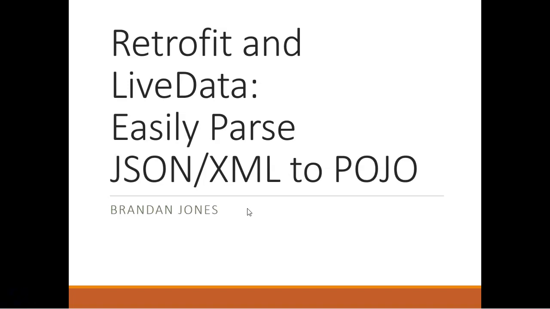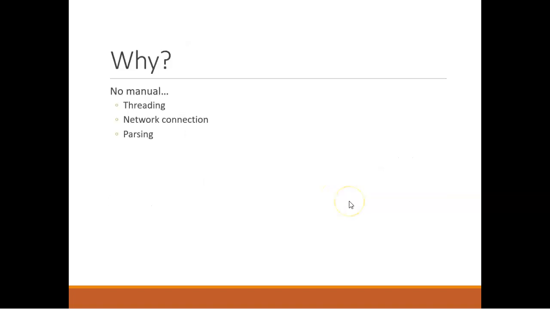In this video, we're going to see how to use Retrofit to easily parse JSON to a plain old Java object, or in this case, a Kotlin data class. Why do we use Retrofit? Well, it makes threading very easy for us, and in our case, we can use Kotlin Coroutines. It handles the network connectivity, and it handles the parsing of raw data to a series of data classes.